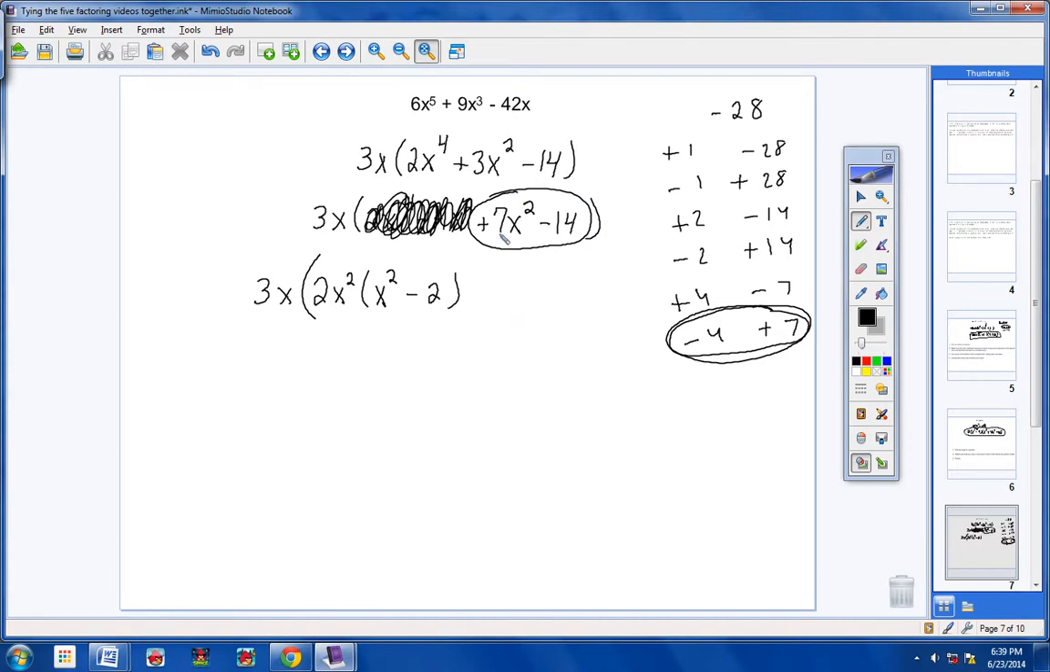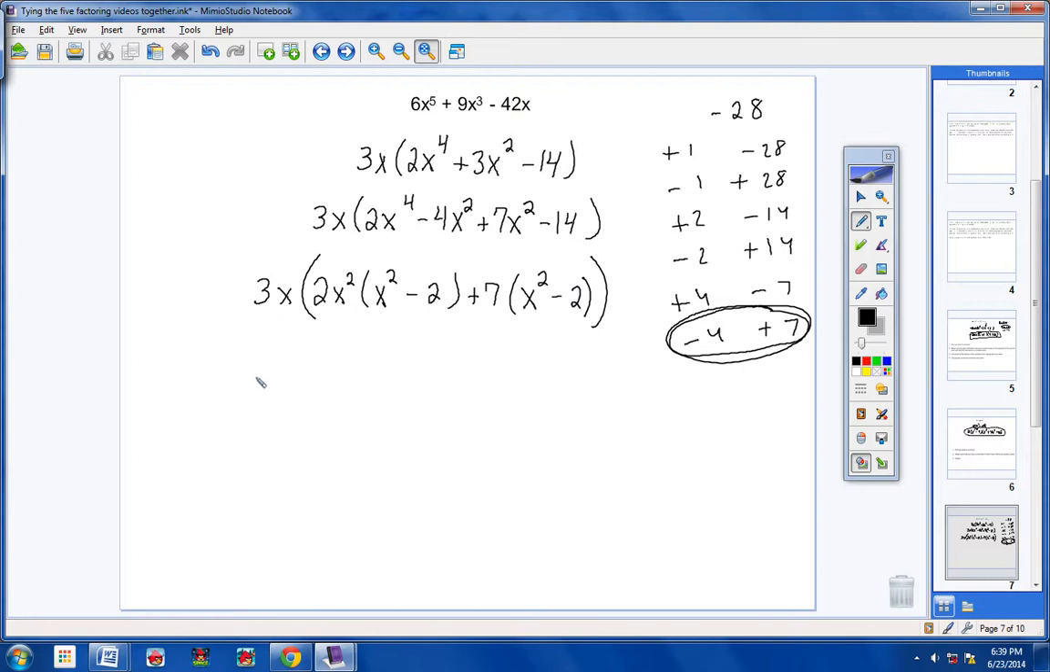Now I definitely can factor out a 7 because 7 goes into 7 and 14. I cannot pull any x's out of these two terms because the negative 14 does not have an x with it. But once again, I can factor out a 7. So I'm going to pull out a positive 7. And when I do that, I'm left with x squared minus 2. There we go. Because 7 times x squared is 7x squared. 7 times negative 2 is negative 14.